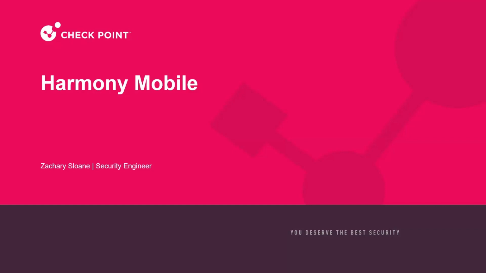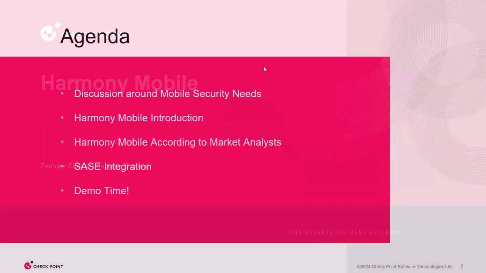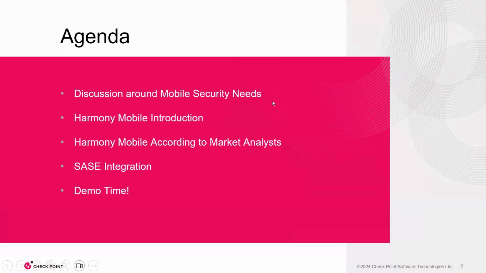As I mentioned, our agenda today is going to be first a discussion around mobile security as a whole, what the attack surface looks like, and what concerns might exist in today's environment. Then I'm going to talk about the solution from Checkpoint called Harmony Mobile, which is a client that goes on your phones, and we'll talk more about it. I'll talk about some market analysis around Harmony Mobile, just what others are saying in the market, whether that be labs that are testing us or customer references and things of that nature.